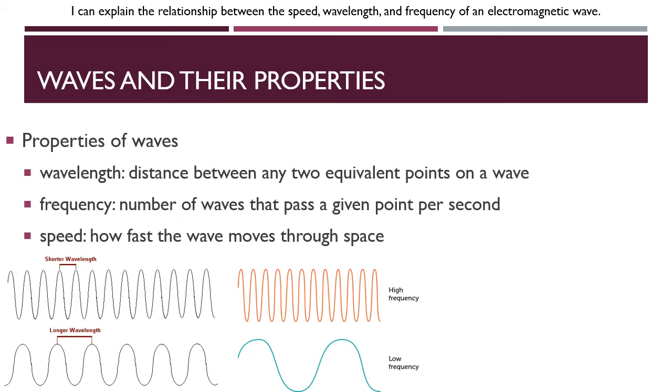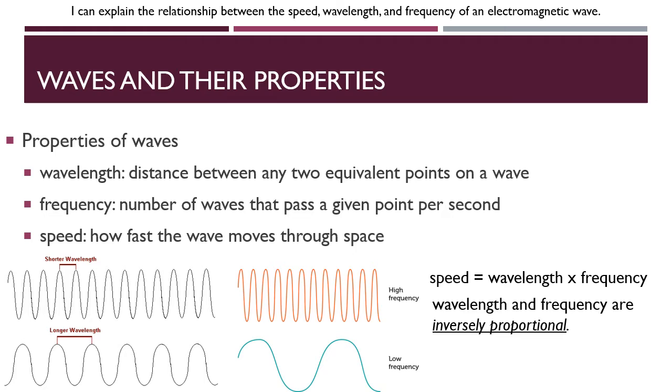Now these two are related by the speed of the wave. That's just how fast the wave moves through space. Mathematically, they're related by this equation here, that the speed of any wave equals its wavelength times its frequency. Another way of saying this is that wavelength and frequency are inversely proportional.